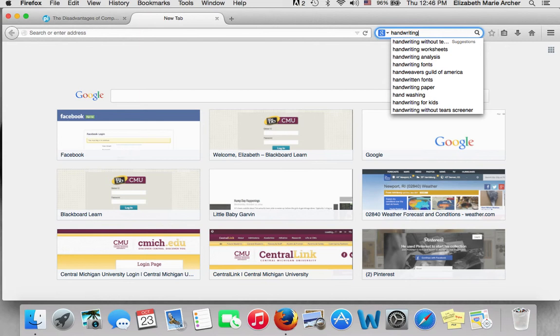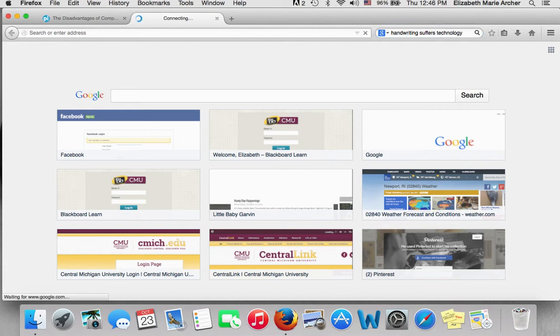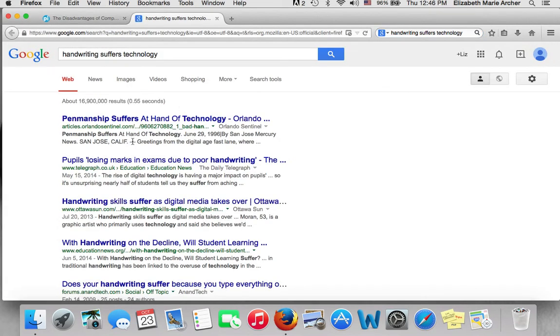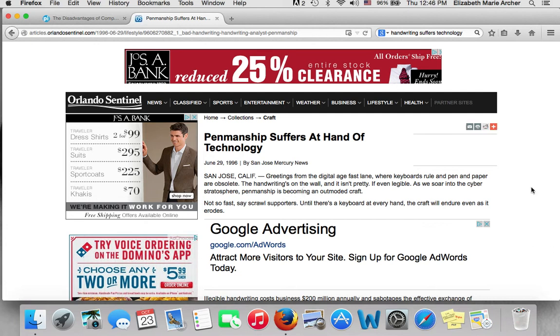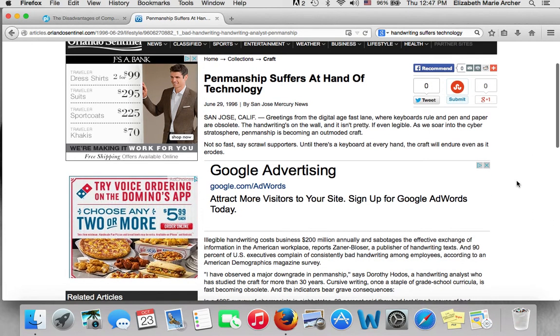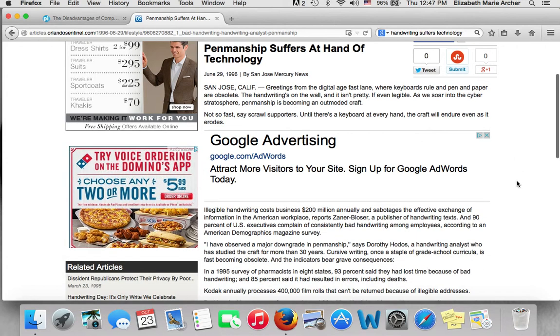Handwriting suffers technology. Let's see if anything comes up here. Penmanship suffers at hand of technology. Let's see. Greetings from the digital age, fast lane. Keyboards rule and pen and paper are obsolete. Handwriting's on the wall and it isn't pretty, if even legible. As we soar into the cyber stratosphere, penmanship is becoming an outmoded craft. Okay, unless there's a keyboard at every hand, the craft will endure even as it erodes.